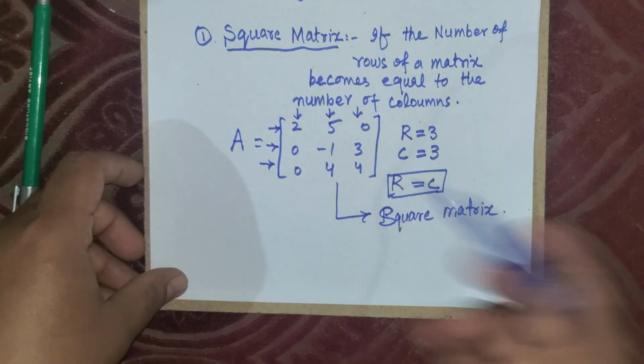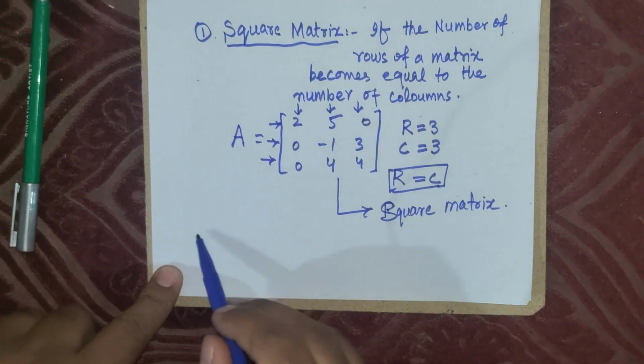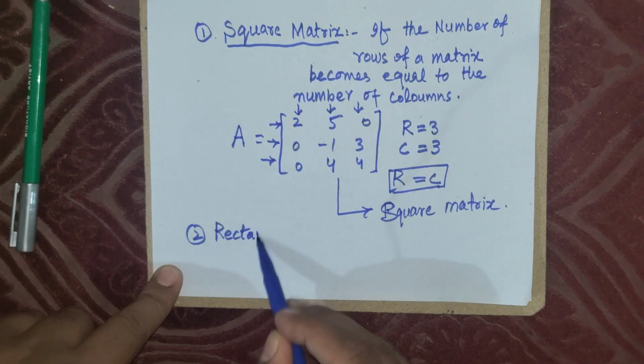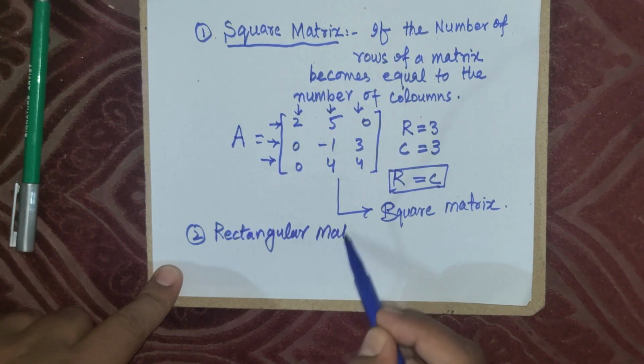The other type, which is in contrast to the square matrix, is the rectangular matrix.